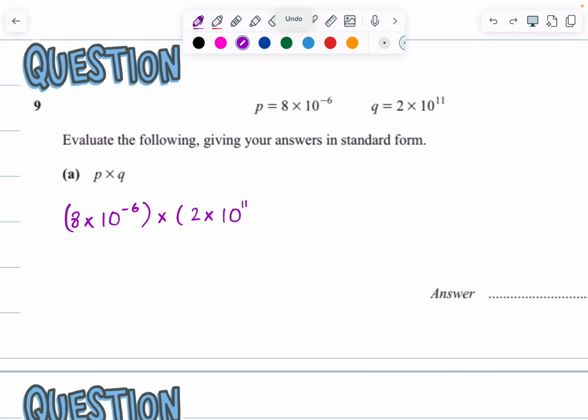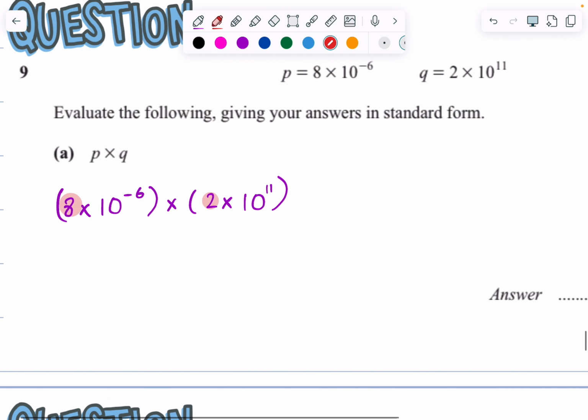ठीक है? You can multiply the whole numbers. So it's going to become 8 times 2, which is 16. Correct? Okay, and since there's a multiply sign in between and the bases of 10 are the same, you're going to add the powers of 10. So minus 6 plus 11 is 5. So it's going to give you 10 to the power of 5.